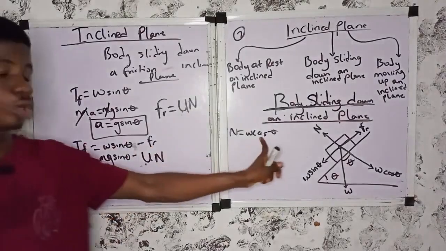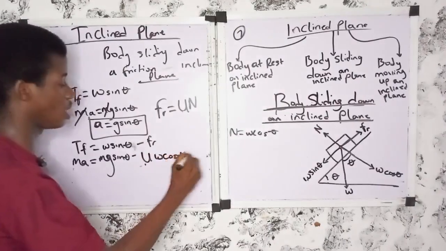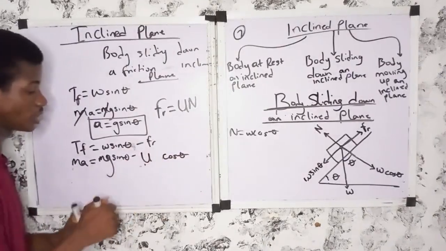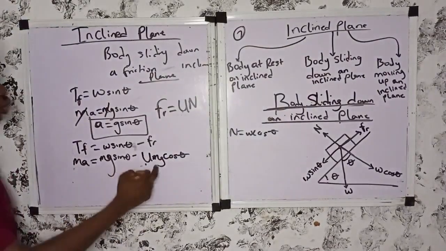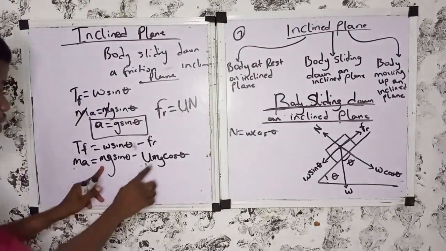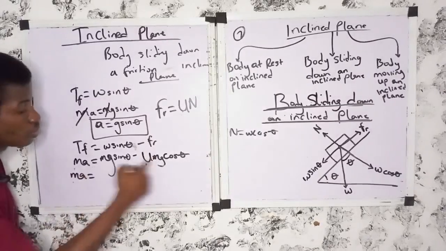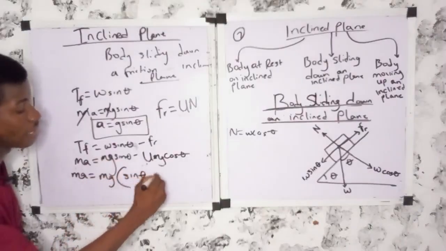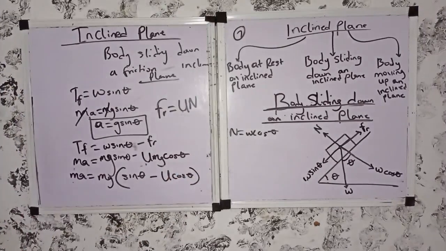remember N is equal to what? W cos theta. So in the place of N, I'll put W cos theta, right? Yes. Now, where is W? We know that weight is always mg, right? Yes. Now between these two, which one is common? What is common is mg. So ma is equal to, we bring out mg, then bracket open, sine theta minus u cos theta, bracket close.